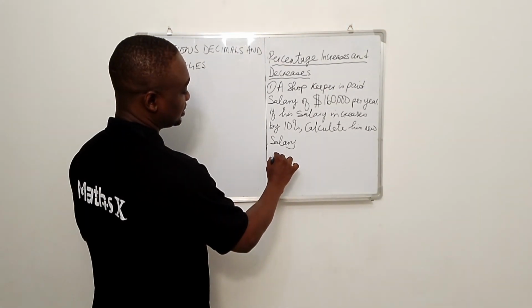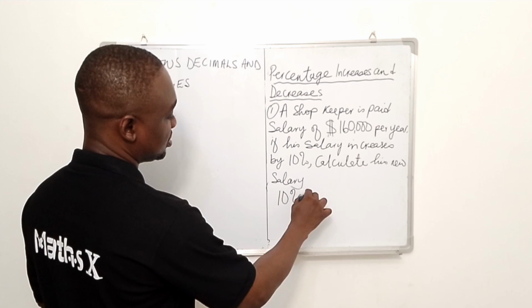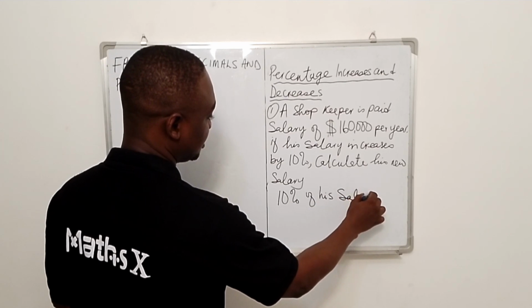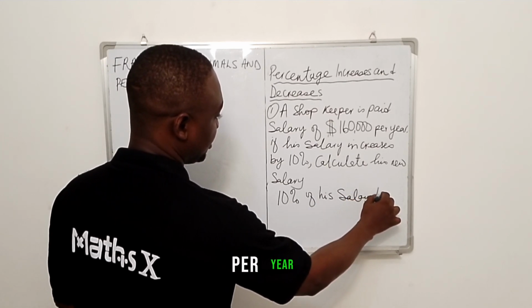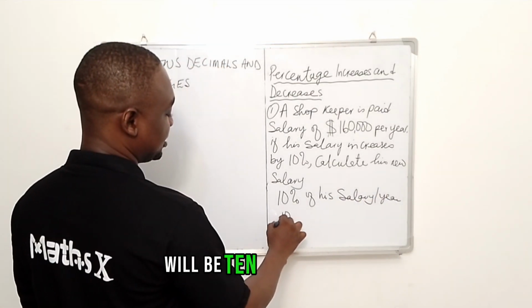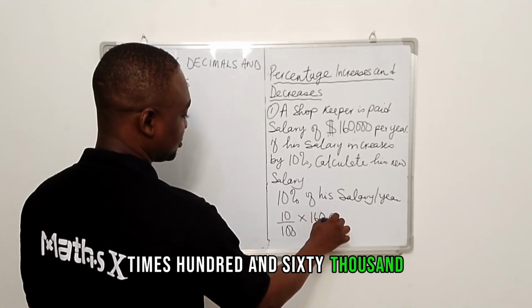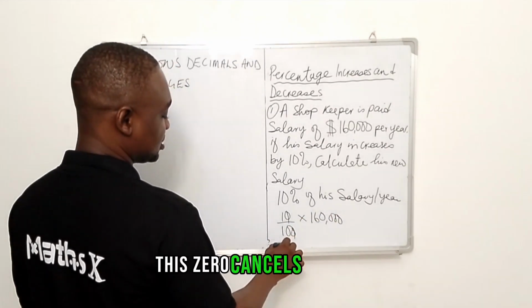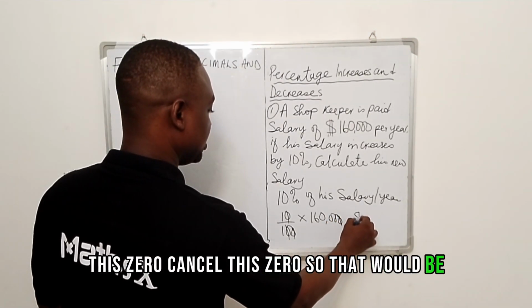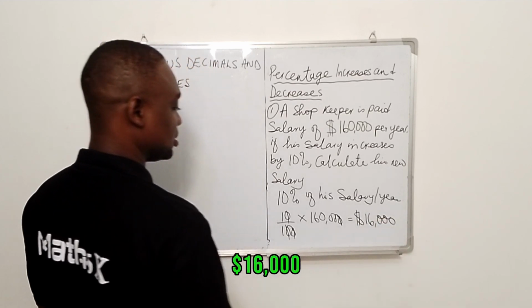So 10% of his salary per year will be 10 over 100 times 160,000. This zero cancels this zero, cancels this zero. So that would be $16,000.